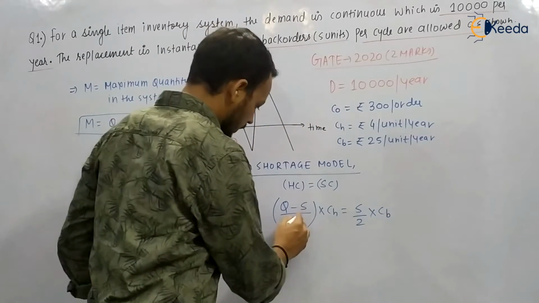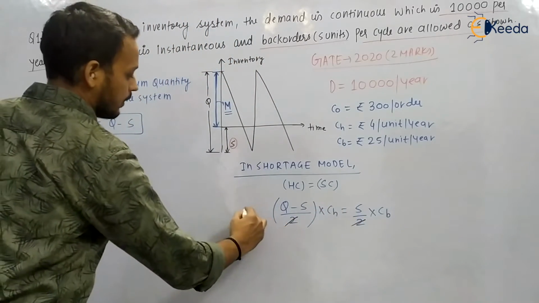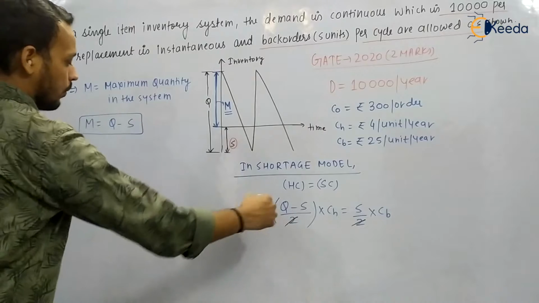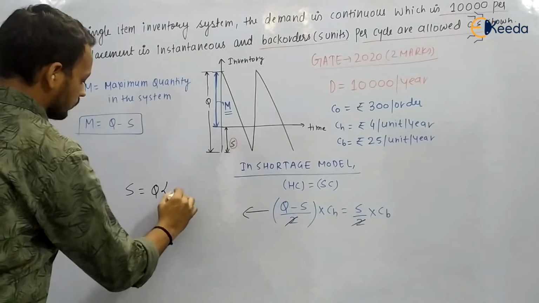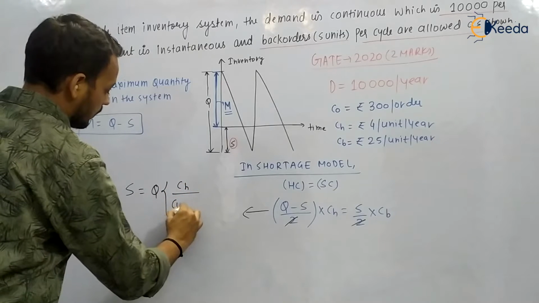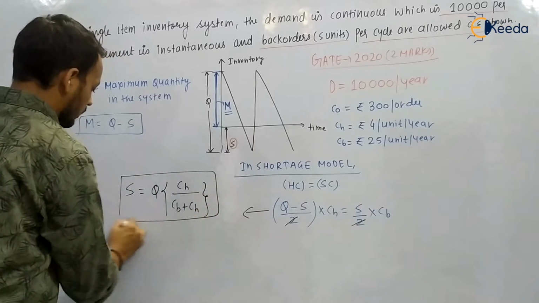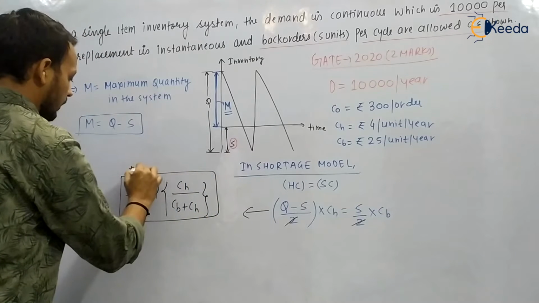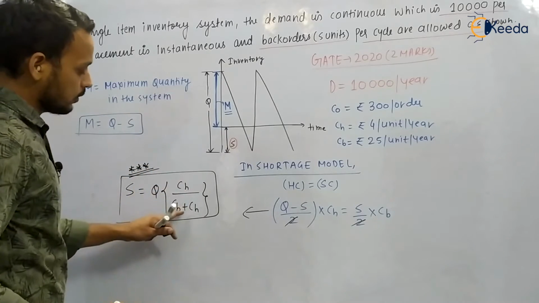So 2 and 2 will get cancelled. From here you can find the value of S. After solving it, you will find S equals Q into CH upon CB plus CH. This is the shortage quantity. So another question may be asked: find the shortage quantity or back order quantity. S equals Q into CH upon CB plus CH.